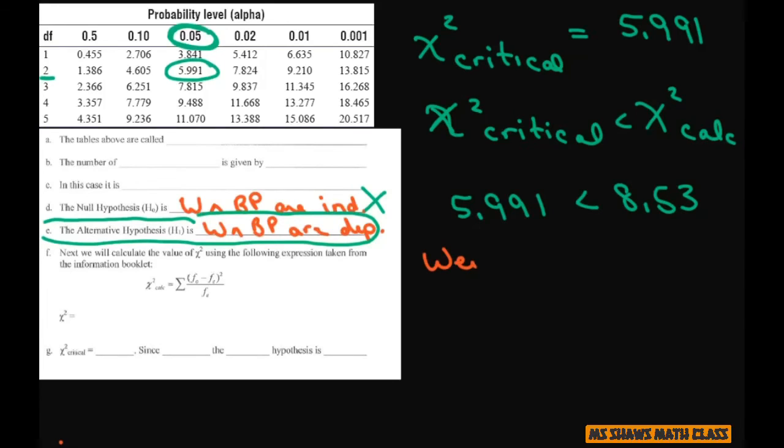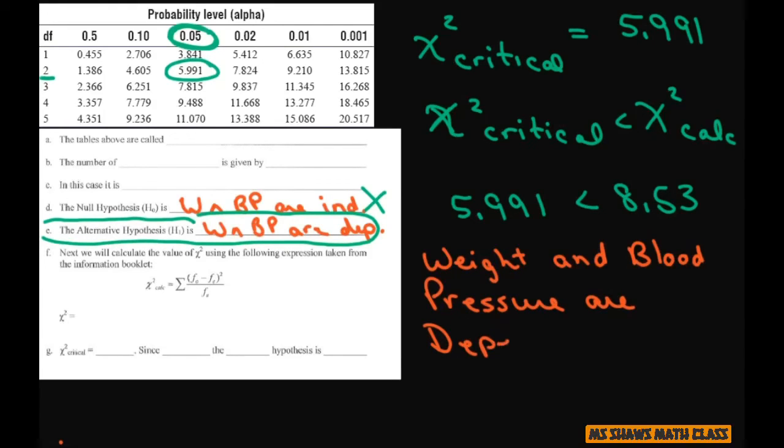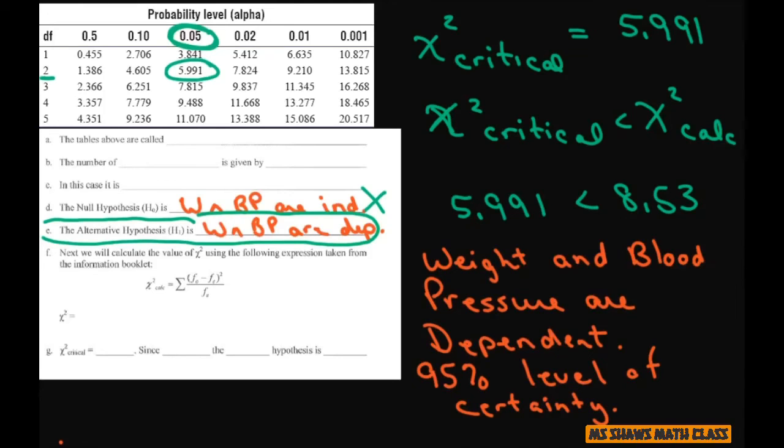So I'll write that out. Weight and blood pressure are dependent, and that's assuming a 95% level of certainty, based on our 5% significance level.